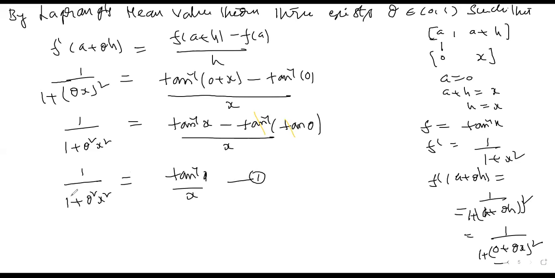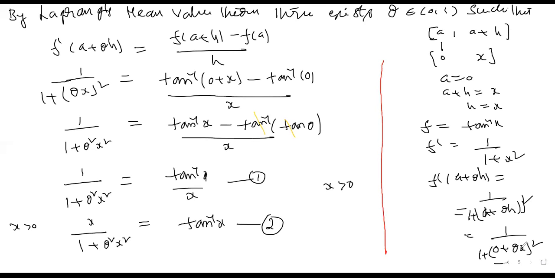Or we can multiply with x. In the problem they given x is positive. So if x is positive, if you multiply with x on each side, then you can get 1 by 1 plus theta square x square, which is equals to, x cancel here, then you will get tan inverse of x. This is the equation 2. So here we got this one. Anyone have any doubt up to equation 2? No, sir. Now I will go to the next one.